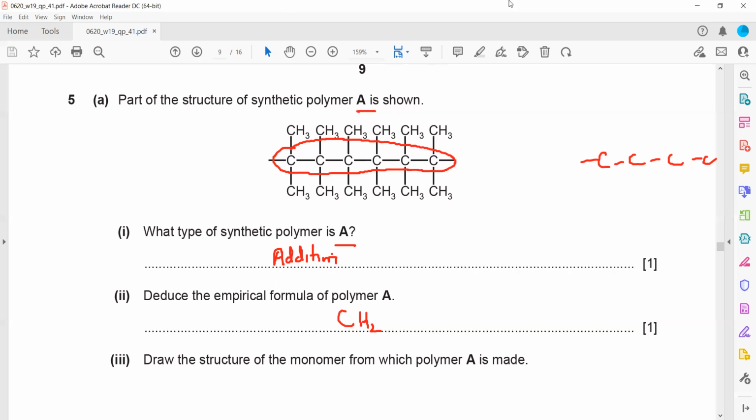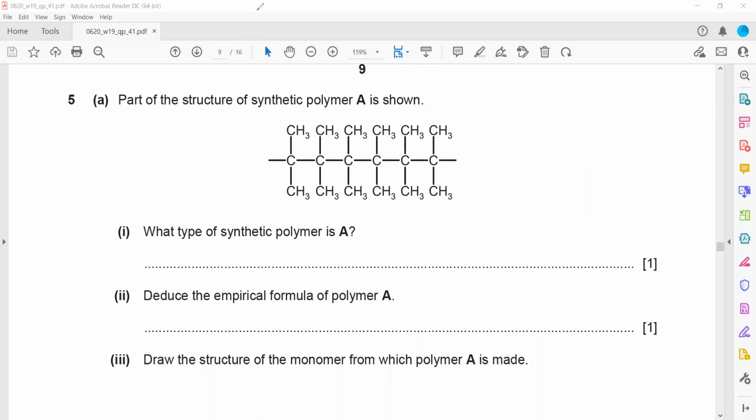Or you can also work out the empirical formula by counting, if you want to. So we have 1, 2, 3, 4, 5, 6, 7, 8, 9, 10, 11, 12, 13, 14, 15, 16, 17, 18. So we have 18 carbon. We count hydrogen: 3, 6, 9, 12, 15, 18, and down also 18, plus 18, 36. So what is the simplest ratio between 18 and 36? We divide both of them by the common factor 18. So 1 carbon and 2 hydrogen, CH2, is the empirical formula.